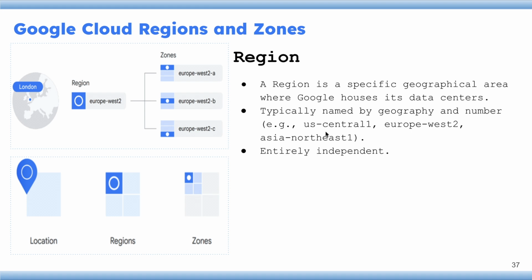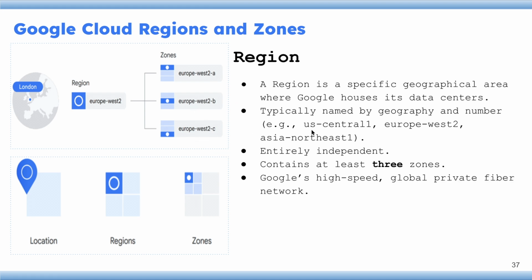Regions are entirely independent. A power failure in the US East 1 region will not affect the US West 1 region. Every region contains at least 3 zones. Here you can see Europe West 2 has 3 zones: Europe West 2A, Europe West 2B and Europe West 2C. Regions are connected to each other via Google's high-speed global fiber network, as we discussed earlier, and regions are resilient to single zone failures.